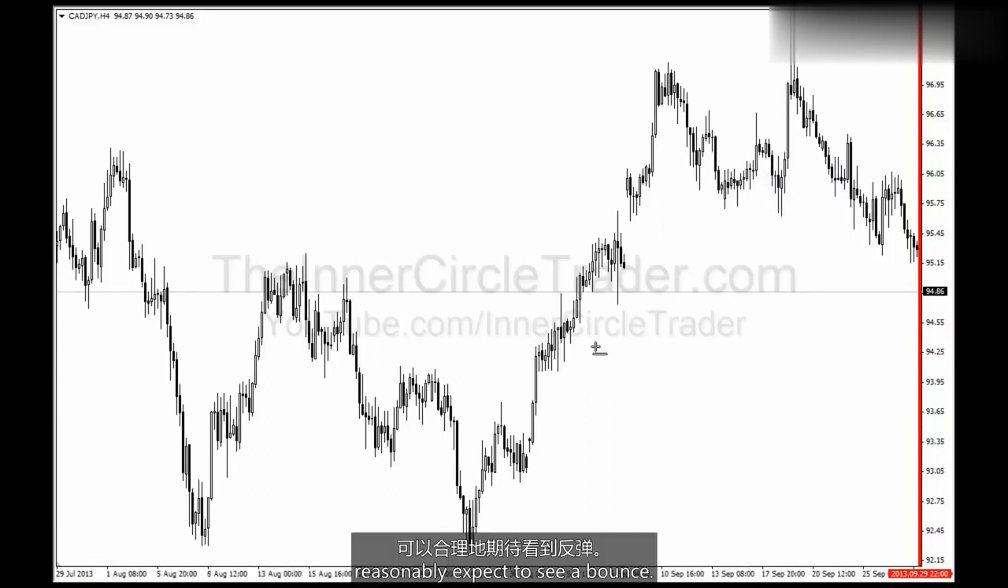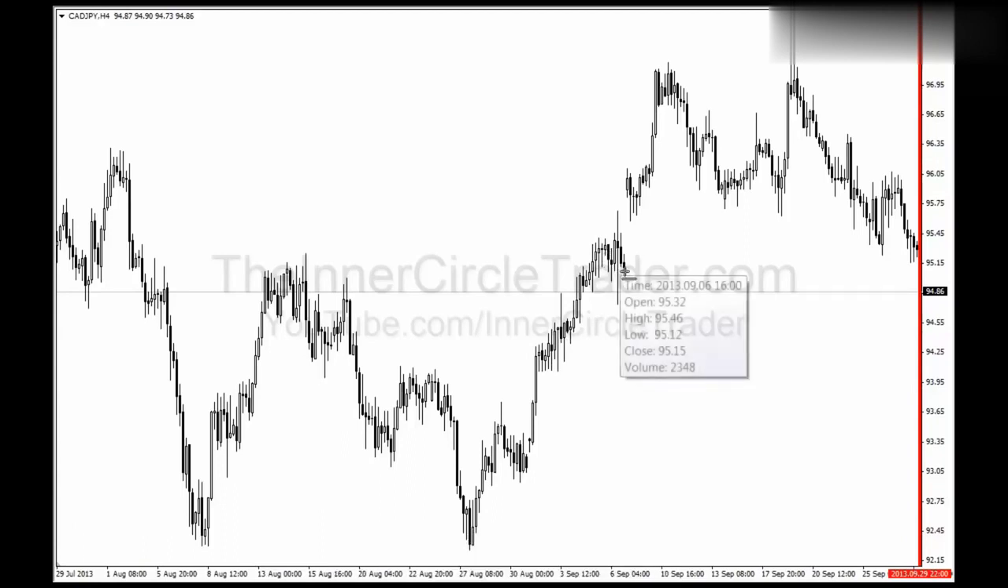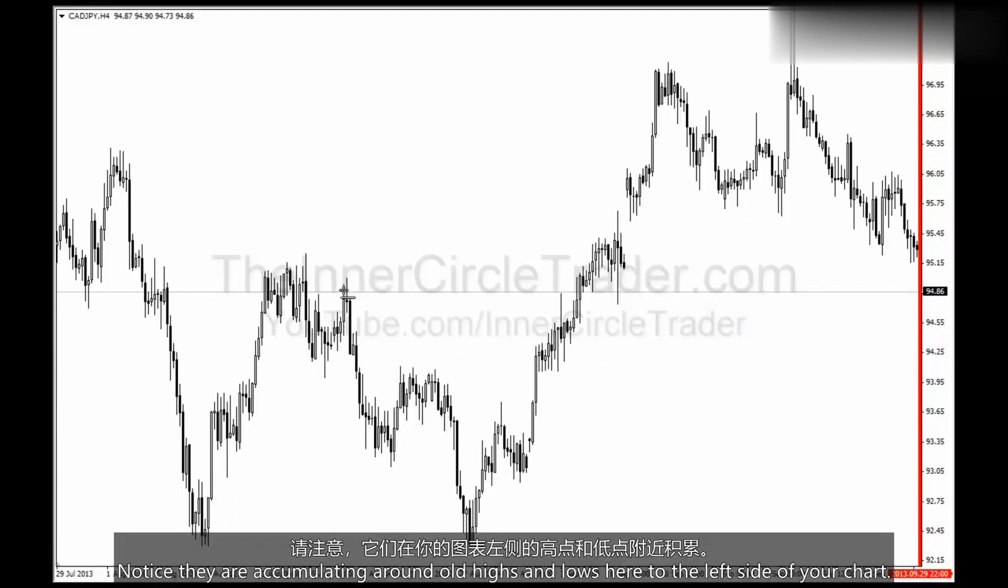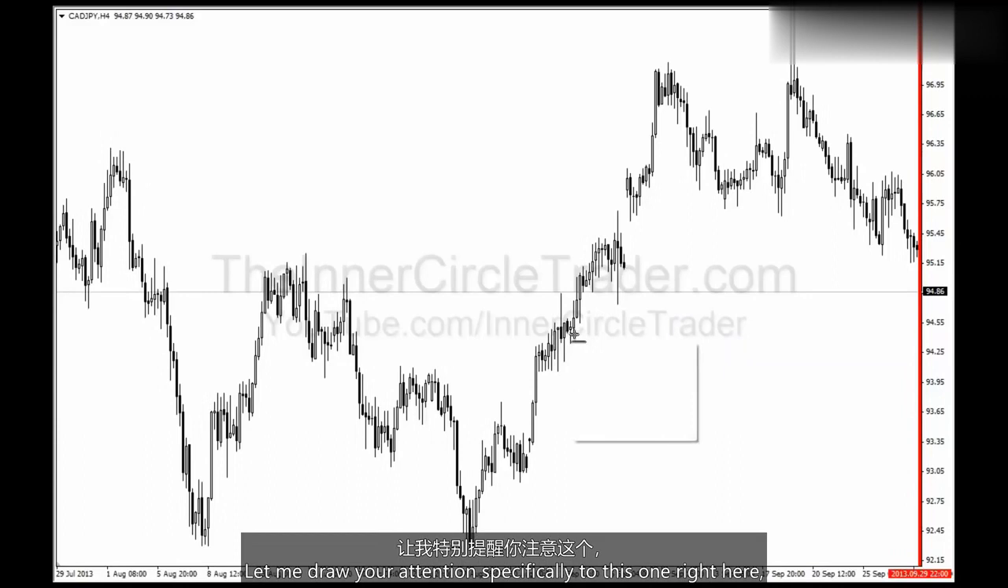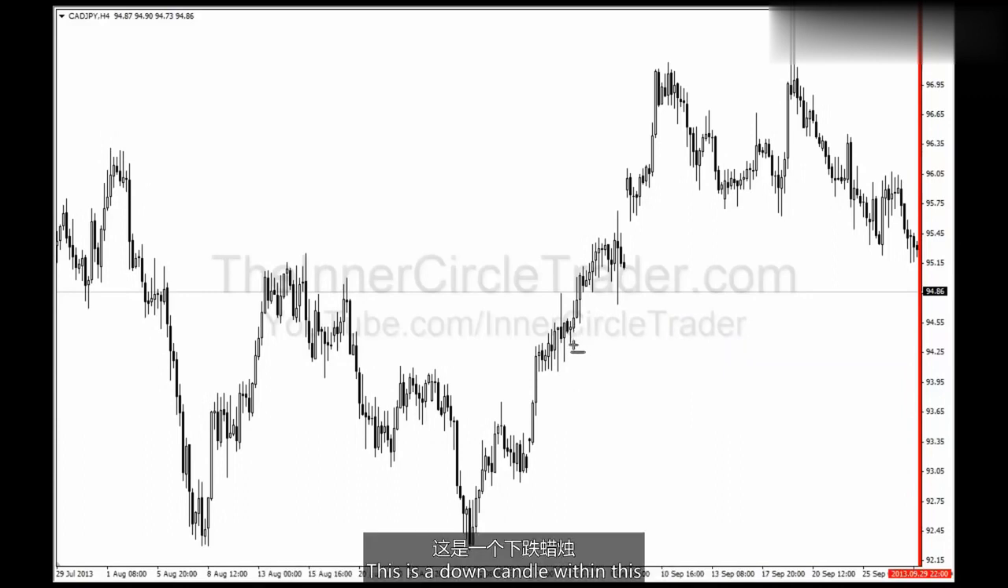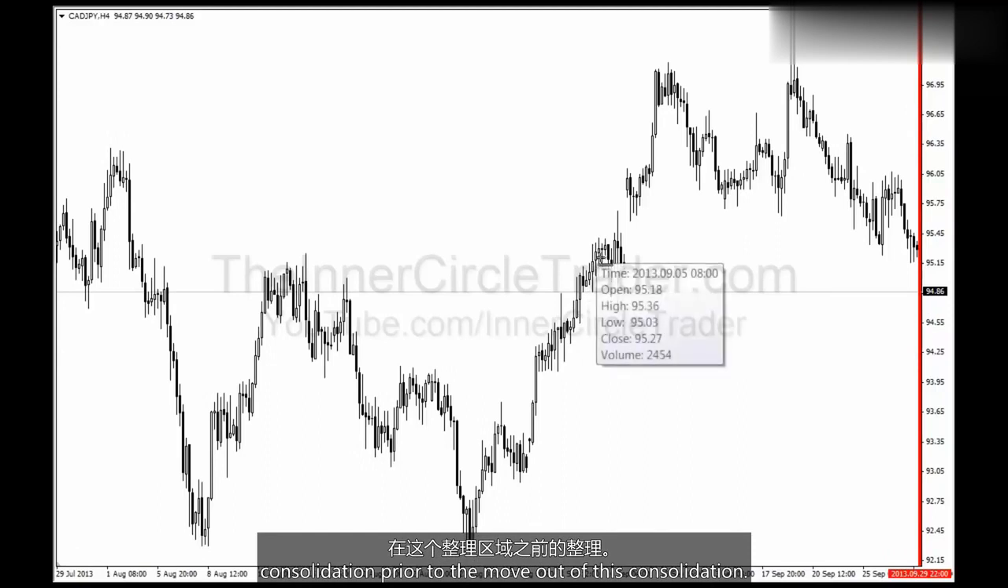And I want to draw your attention to the fact that we had a few areas where price could reasonably expect to see a bounce. You see this consolidation in here, and we had a consolidation here as well. Notice they are accumulating around old highs and lows here to the left side of your chart. Let me draw your attention specifically to this one right here.